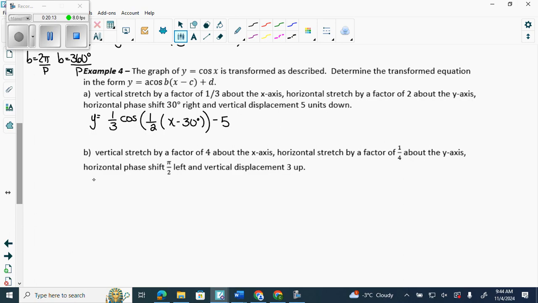Then B, we have a vertical stretch by a factor of 4. Horizontal stretch by a factor of 1/4, so I'm going to get 4. Horizontal phase shift pi over 2 to the left, so I'm going to get plus pi over 2. And then plus 3.